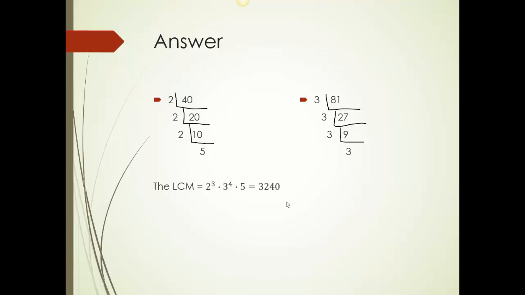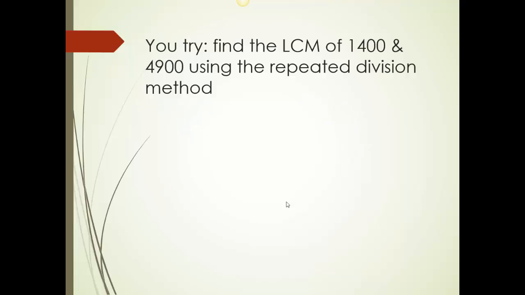All right, so here's what I see. 40 is 2 times 2 times 2 times 5. 81 is 3 times 3 times 3 times 3. So when I'm looking at it, they don't have anything in common. That's no big deal. I'm going to take all my 2's, which is 2 cubed. I'm going to take all my 3's, which is 3 to the 4th, and I have 1 5. I'm going to put all of those together, and I get 3,240.